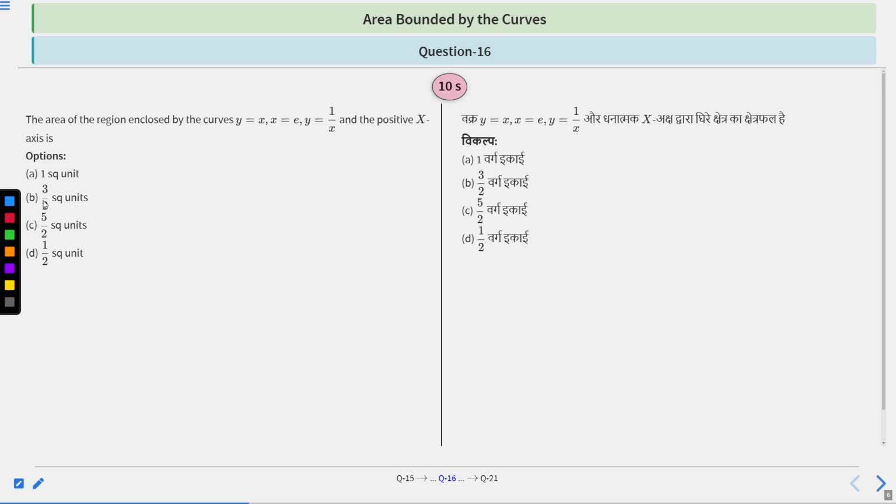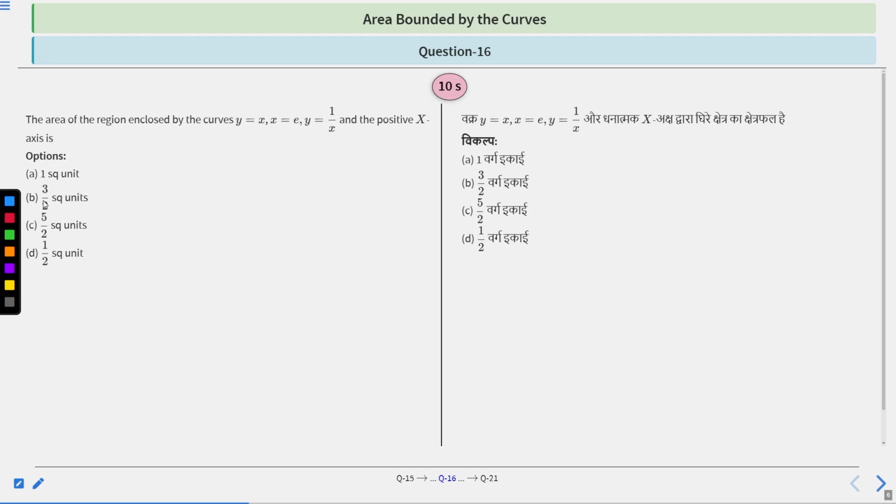Question number 16, which says that the area of the region enclosed by the curve y equal to x, x equal to e, and y is equal to 1 by x, and the positive x-axis. Again, the hint for this question is that we will first draw the graph of y is equal to 1 by x and y is equal to x. We know how to draw these graphs, and we will see the point of intersection of both the curves, and we have to integrate from the point of intersection to x equal to e.